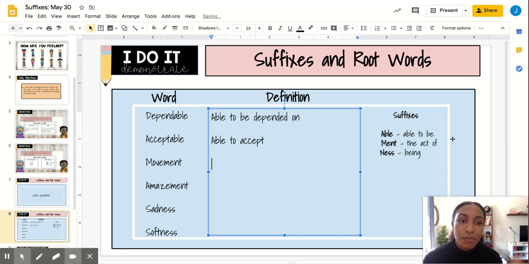All right, and movement. We already went over movement. We know that ment means the act of, so it's the act of moving. All right, let's look at amazement. We know that ment again means the act of, and we know our root word must be amaze. It doesn't change the definition a ton, but it means the act of being amazed, right?